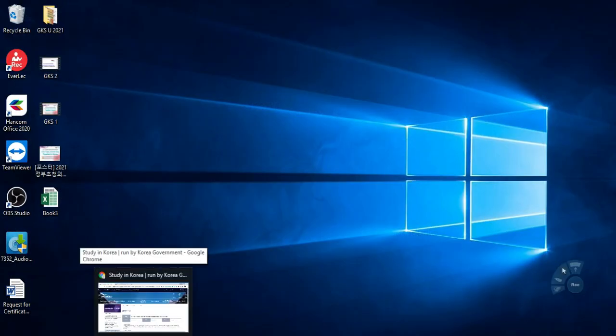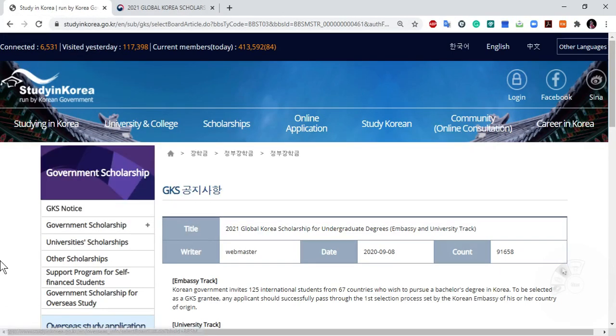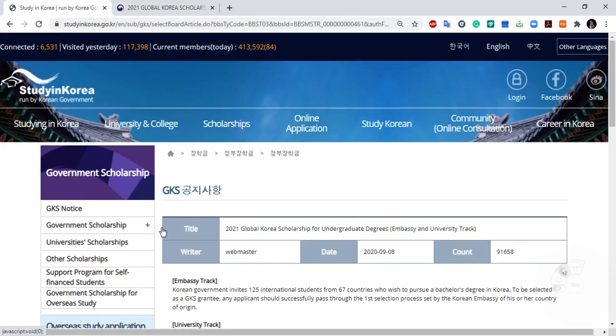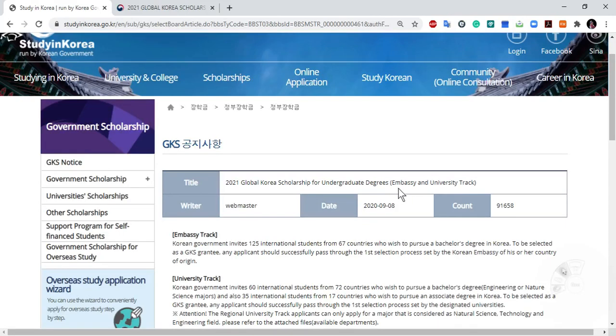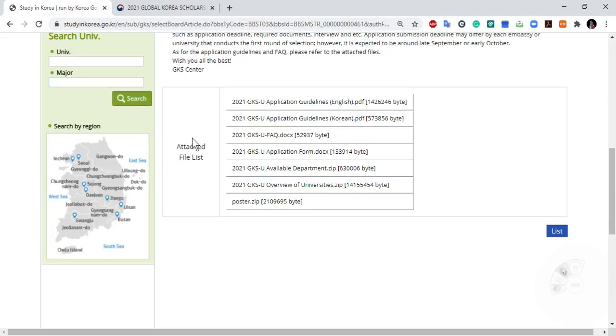So I already told you that Study in Korea is an official website, and then you can go to the notice and GKS notice. There you will find embassy and university track for undergraduate degrees, and you can read all the details given. At the last part of this post they are giving you all the English guidelines, Korean guidelines, frequently asked questions. This is very important for you as well, because if you are confused about something, you should read this file. You can get the idea, or maybe indirectly you can get the answer to your question.